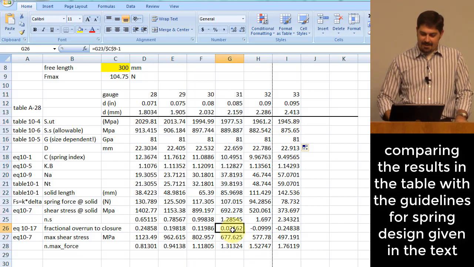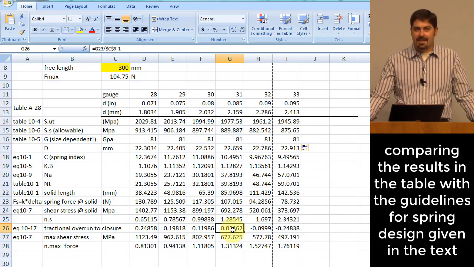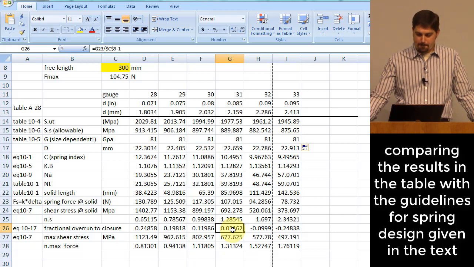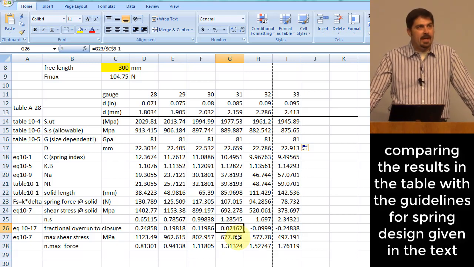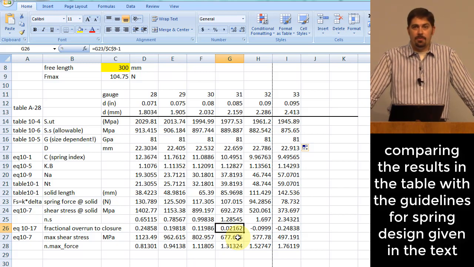Okay. This right here, you might not really like that very much. Why not? Yeah, so the book says, if you can, try to make that value about 0.15 or higher.